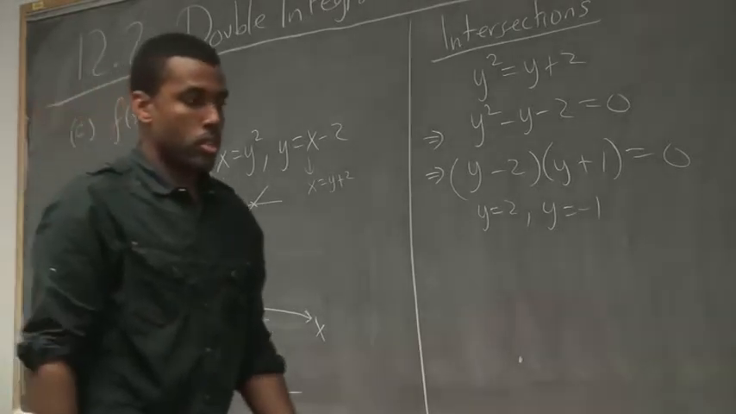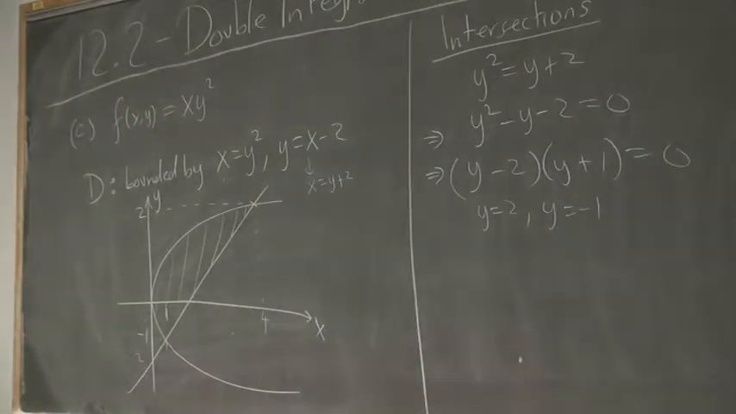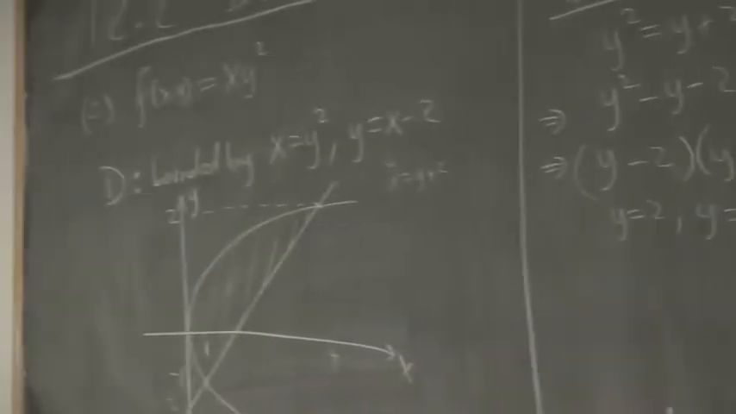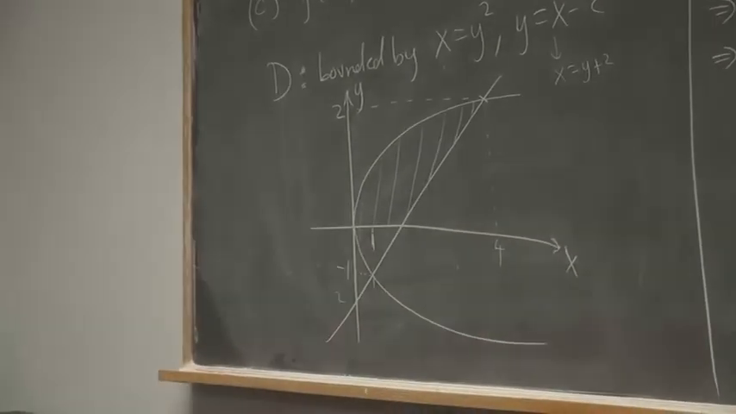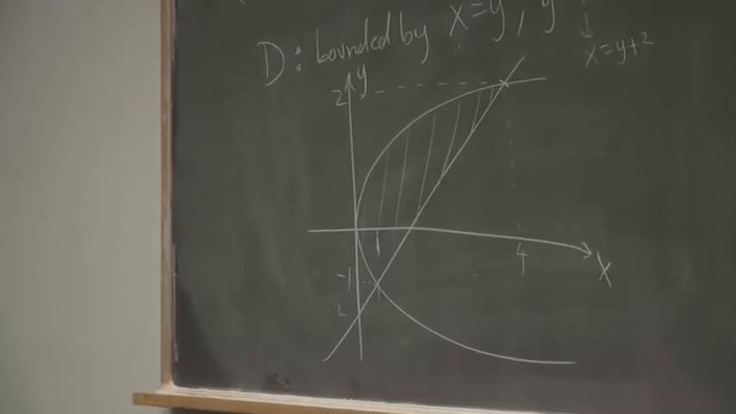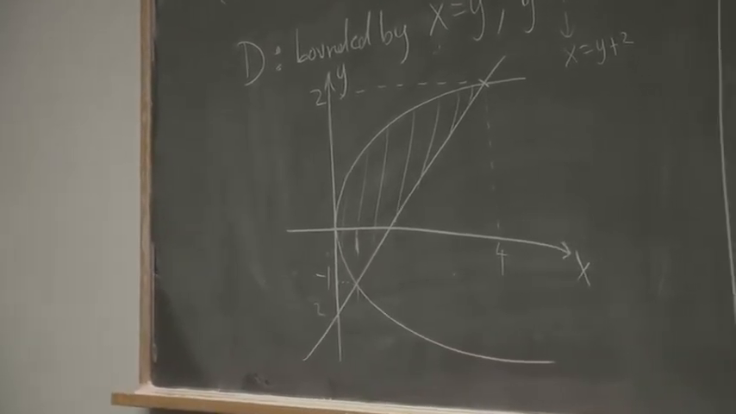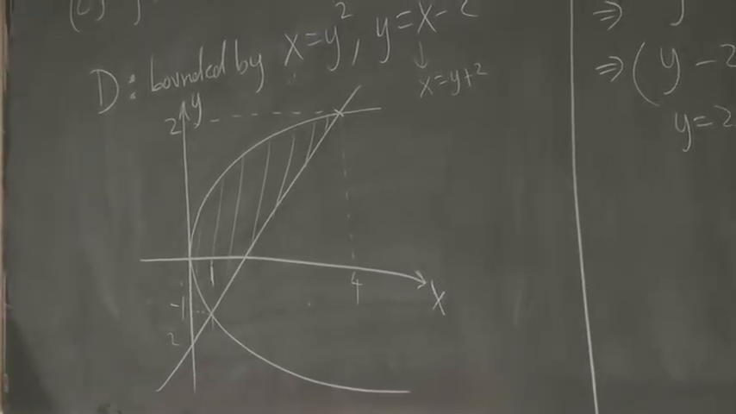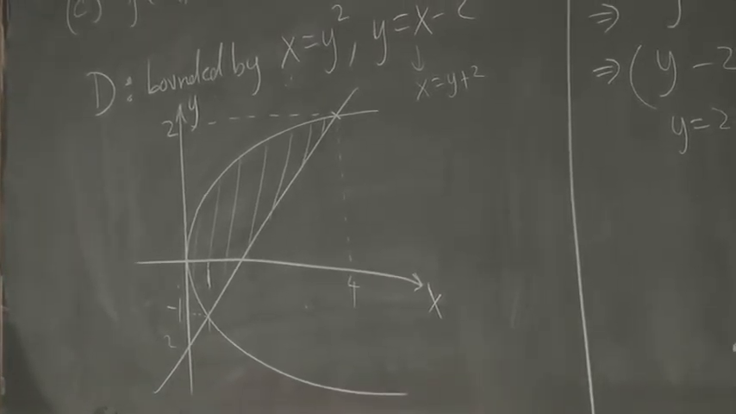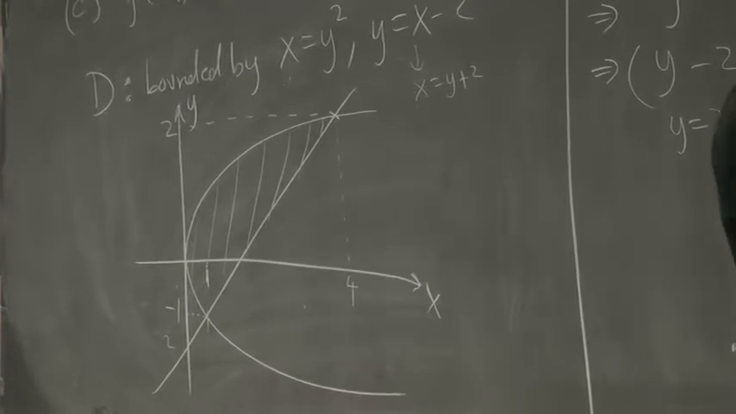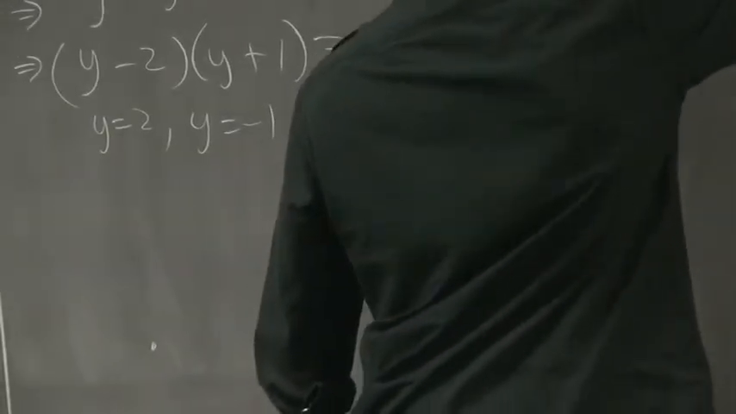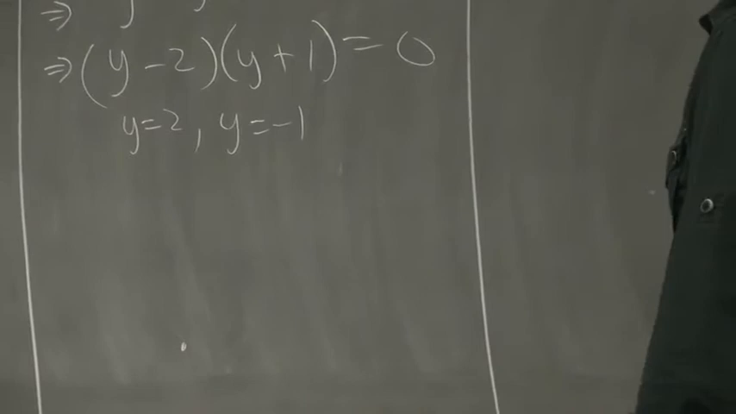Now, how would you set up that integral? We could do top to bottom, left to right. What's top to bottom, left to right? From minus 1 to 2, the y is top to bottom. The question is dx dy or dy dx, right? That's basically the question. dy dx.